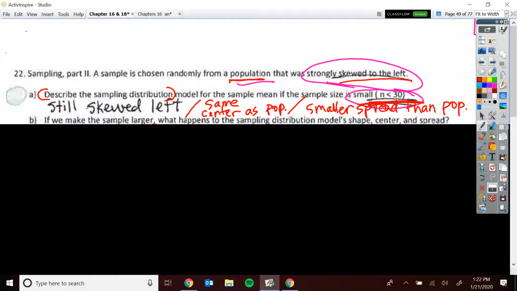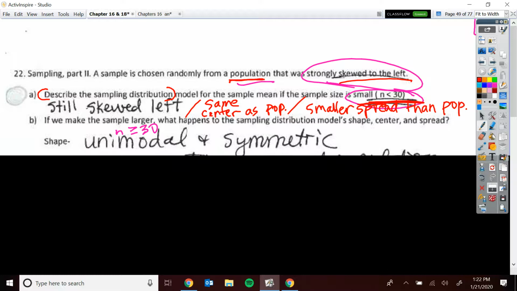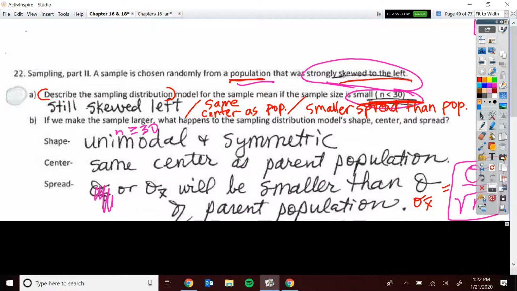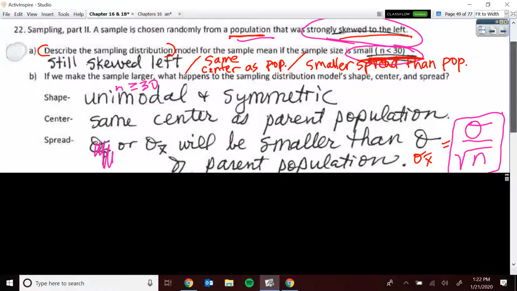Okay. Next, what happens if the sample size is large enough? What will the shape be? Unimodal and symmetric. Don't say normal. Normal is a mathematical function. The shape is unimodal symmetric. What's the center going to be? Same as the population. What's the spread going to be? Even smaller, even littler. Going to get littler and littler. That's a fun word to say. It reminds me of Patrick going little. Littler and littler.